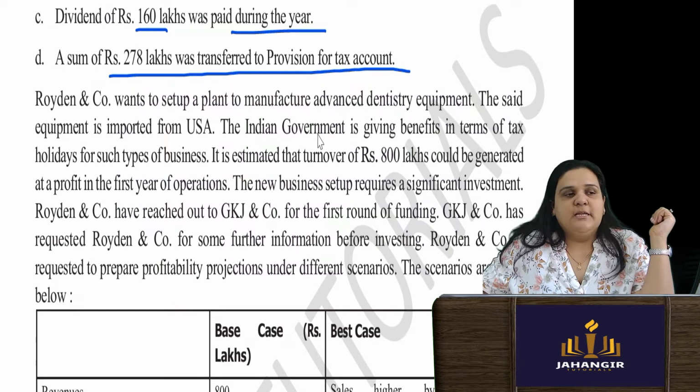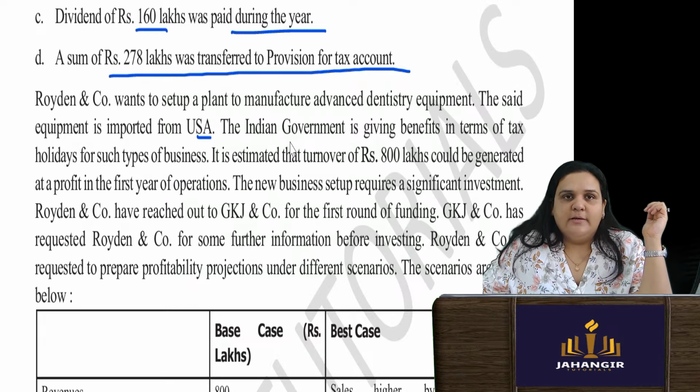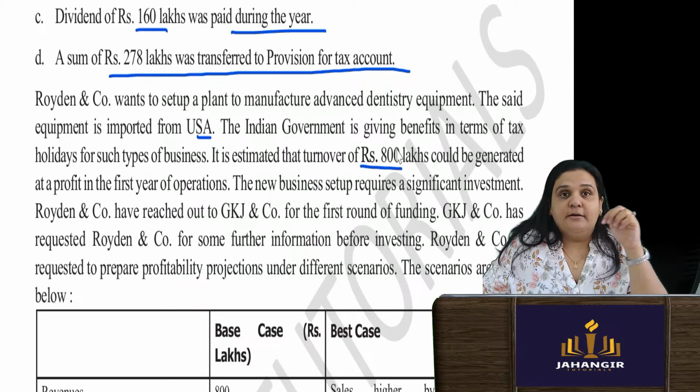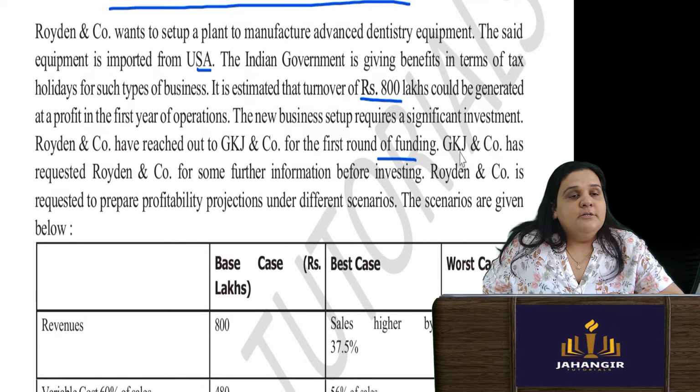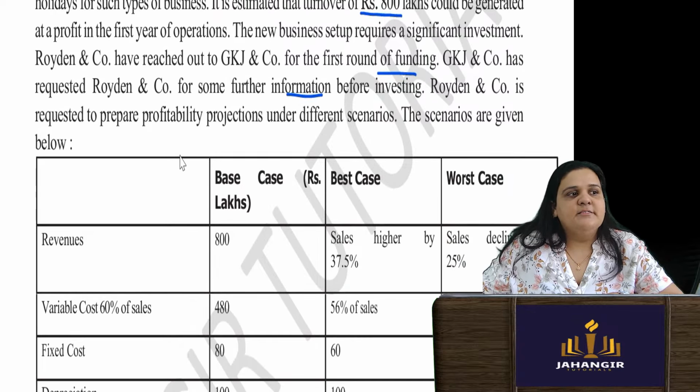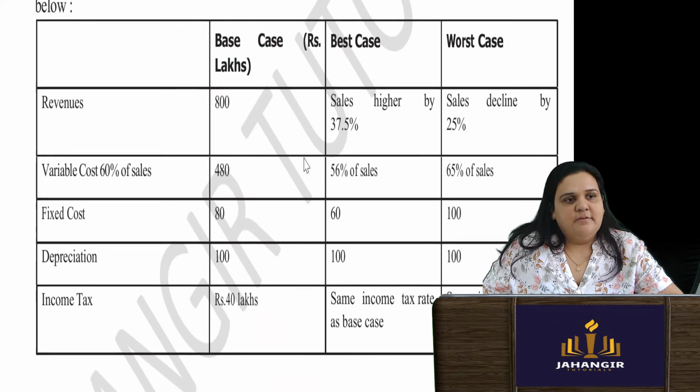Royden and Company wants to set up a plant to manufacture advanced dentistry equipment. The said equipment is imported from USA. The Indian government is giving benefits in terms of tax holidays for such types of businesses. It is estimated that a turnover of rupees 800 lakhs could be generated at a profit in the first year of operation. The new business setup requires significant investments. Royden and Company have reached out to GKJ and Company for the first round of funding. GKJ and Company has requested Royden for some further information before investing, and Royden and Company is requested to prepare profit projections under different scenarios, and these scenarios are given as follows.